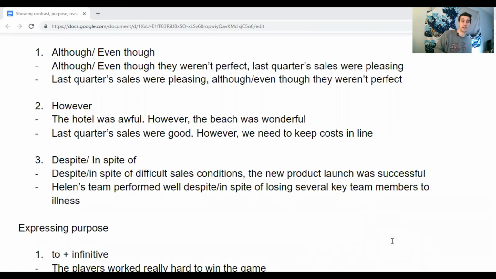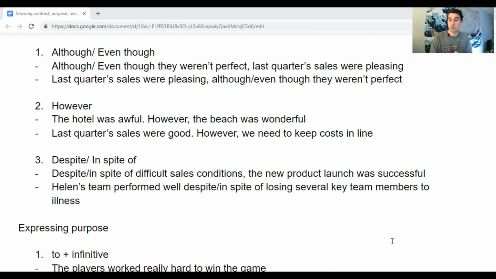Our next one is despite or in spite of. Now, despite or in spite of are normally followed by a noun or an ing verb. They go at the beginning or in the middle of a sentence. Let's look at these examples. Despite or in spite of difficult sales conditions, the new product launch was successful. So that's an example of using it at the start of the sentence. Despite or in spite of, they're interchangeable.